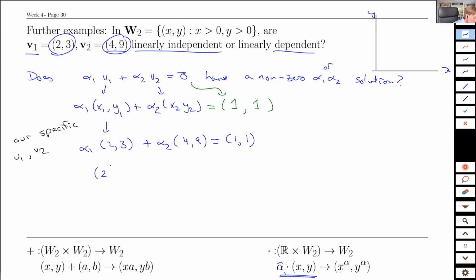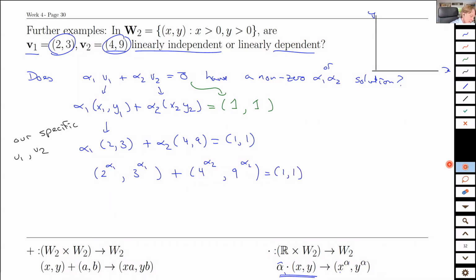So we're going to have 2 to the power of alpha 1 and 3 to the power of alpha 1, plus exactly the same thing here. Where does this alpha 2 go when I bring it in? This alpha goes into the exponent. So I'm going to have 4 to the alpha 2 and 9 to the alpha 2. Equals 1, 1.